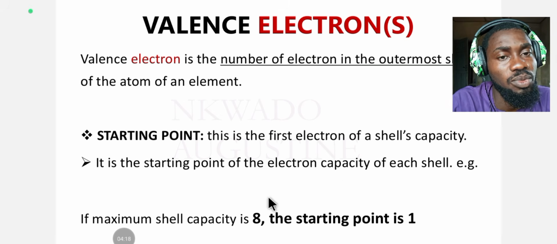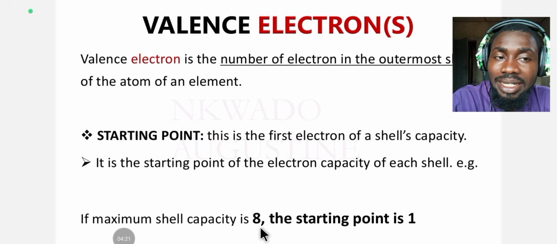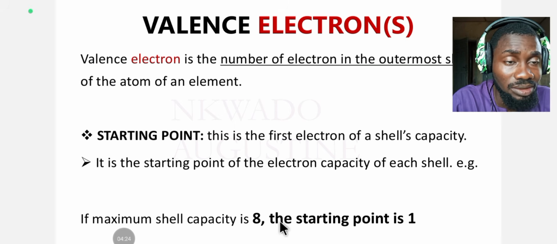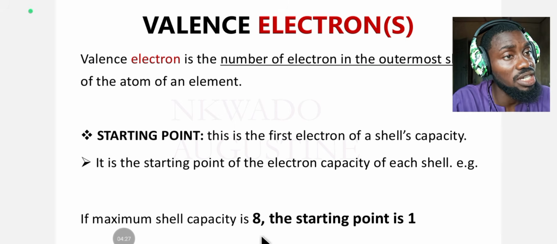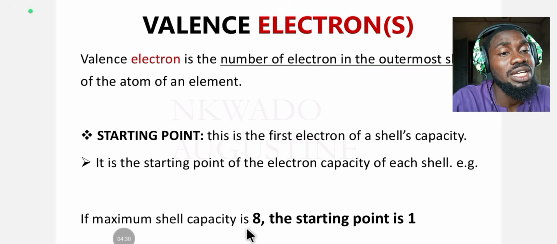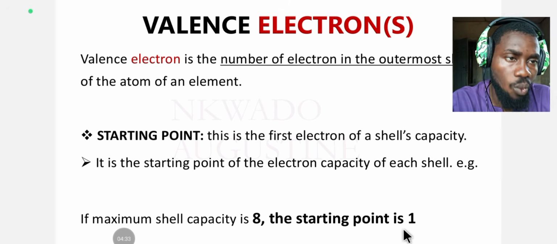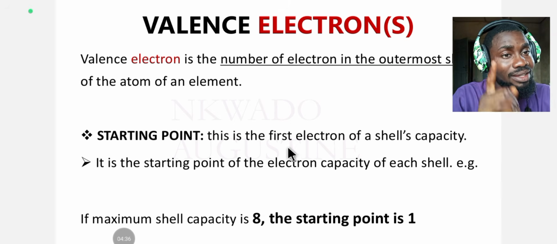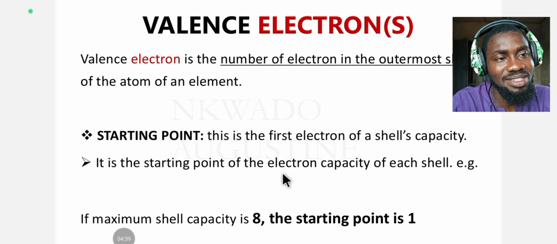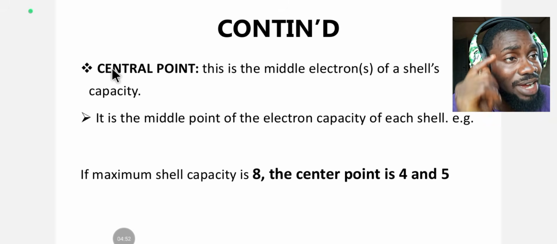For example, if the maximum shell capacity is 8, that's the second shell. The maximum shell capacity of the second shell is 8. So if the maximum shell capacity is 8, the starting point is 1, the first electron of the shell's capacity. That's the starting point.